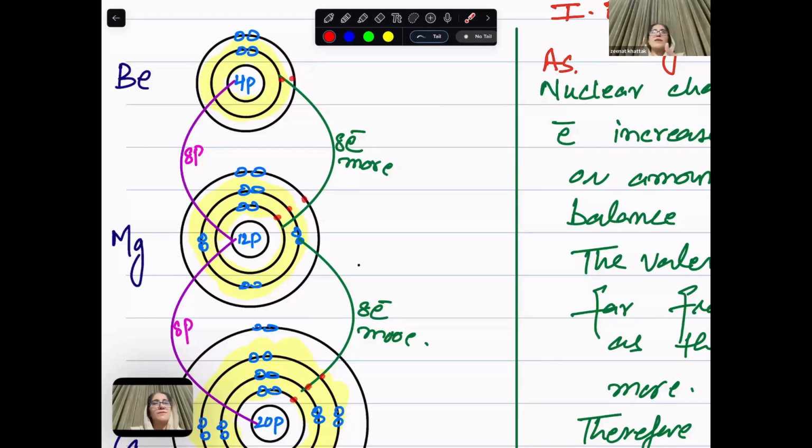The protons increase, the shielding increases, the attraction increases, the repulsion also increases. They balance each other. The nuclear attraction for the valence electron is less. Why? Because it's getting far.